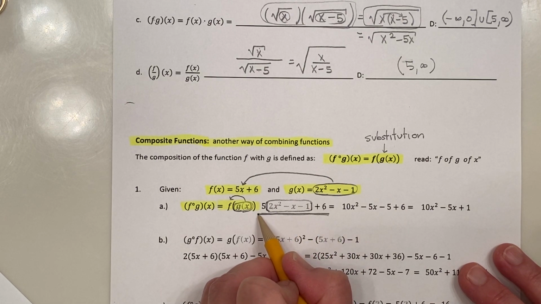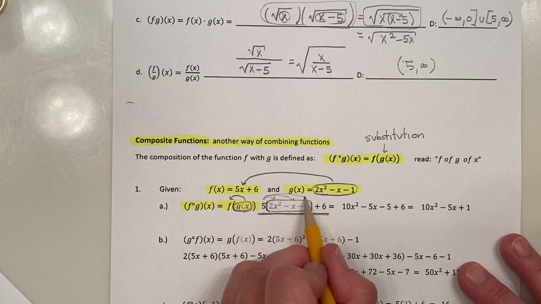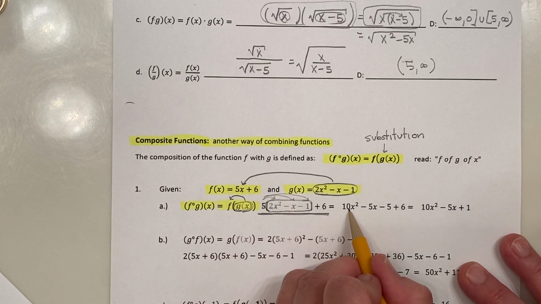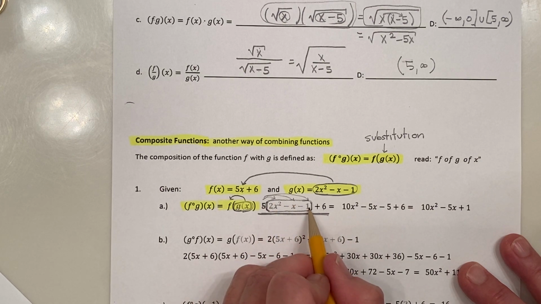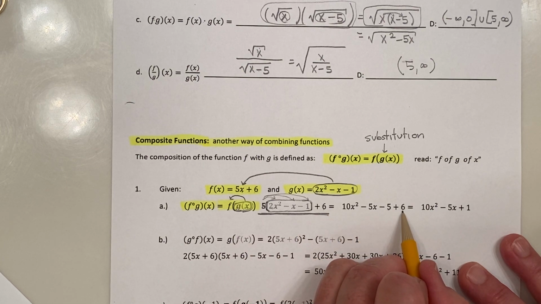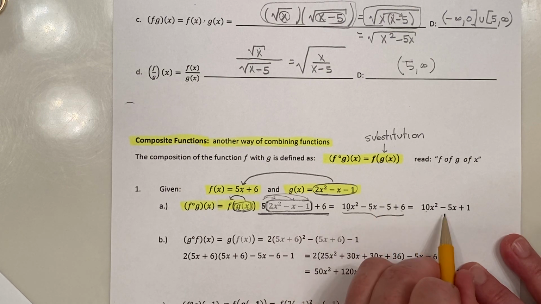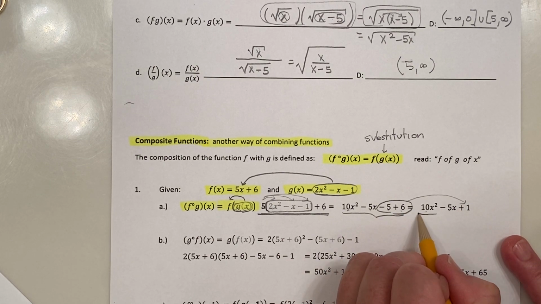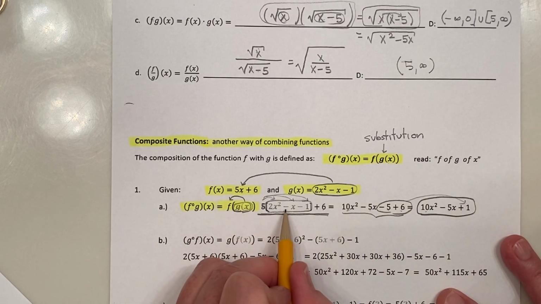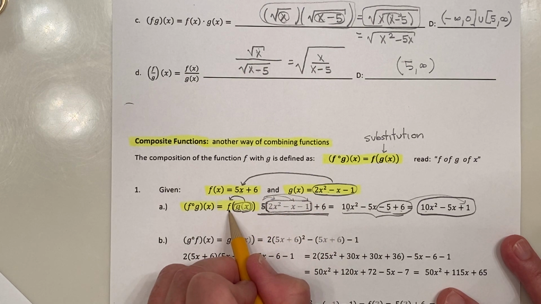All right, now that we're here, is there more work that we can do? Yep, we can distribute the 5 inside, and in doing so, we'll get 10x squared minus 5x, which is here, minus 5, which is here, and don't forget the +6. Now we can combine. 10x squared gets carried over, minus 5x gets carried over, but these two numbers when combined add to a 1. So this is your final answer. We put G inside the X that was in F because G was the inside and F was the outside.